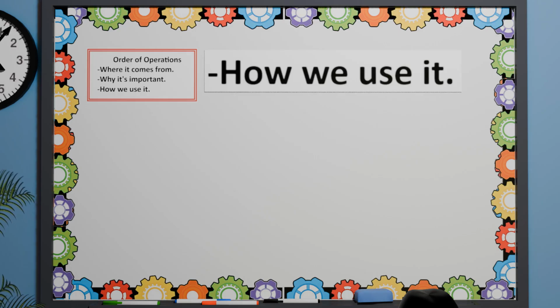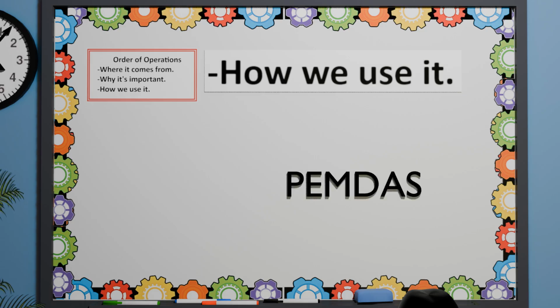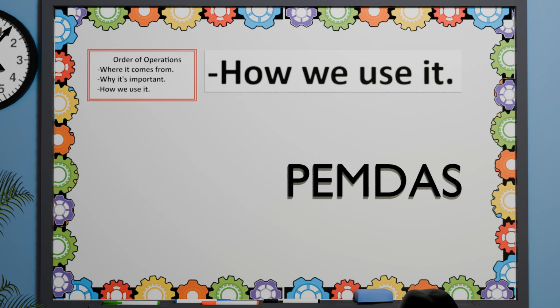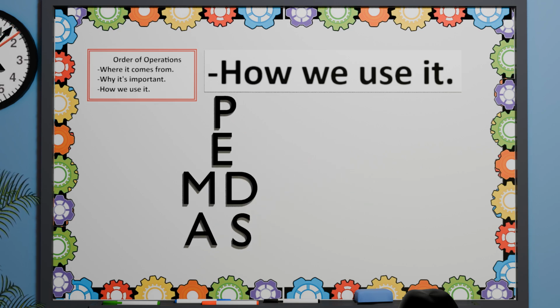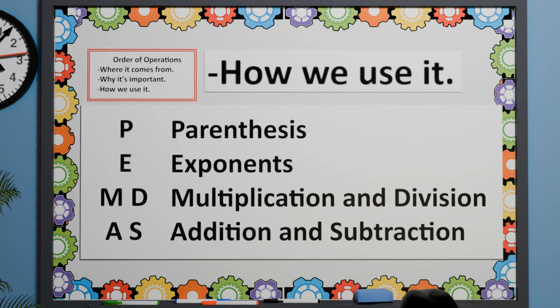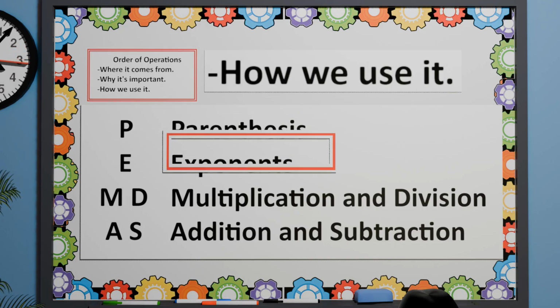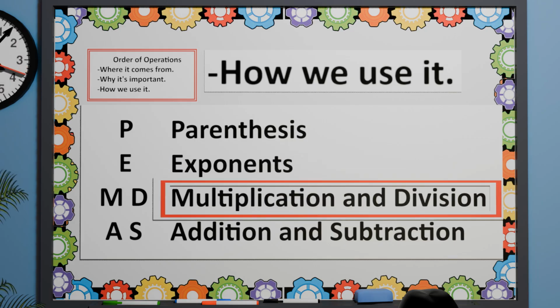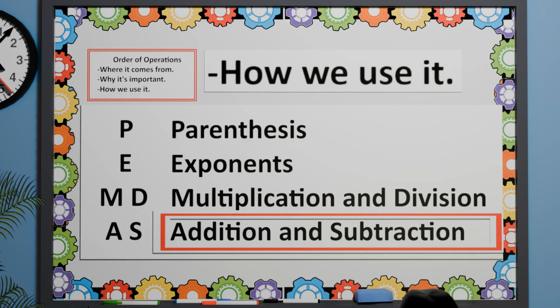How we use it is to simply solve a problem step by step, in the order that it was meant to be. PEMDAS is the mnemonic device that we use to help us remember what order to solve math problems in. Each letter of PEMDAS stands for a different operation inside the problem. P is for parentheses, E is for exponents, multiply and divide are the M and the D. The last are A and S for add and subtract.